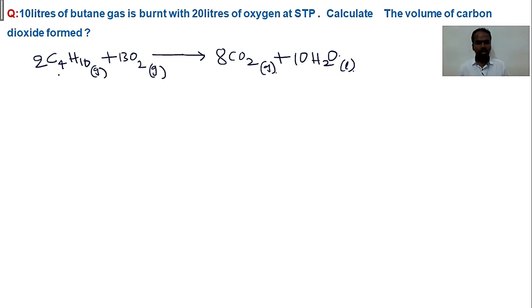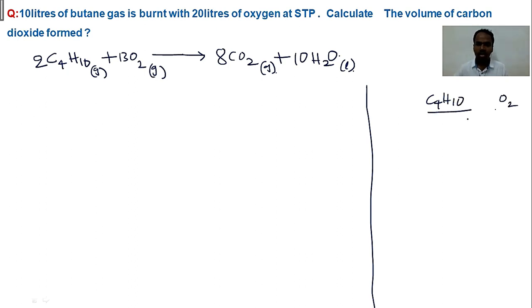Okay, these are gases. I need to compare the butane and carbon dioxide. Then how can we find the ratio? Then how can we find the limiting reagent? Thereafter, how can we calculate the number of moles of CO2? What is the volume of CO2 produced? See here, the reactants are C4H10 and oxygen. These two are reactants.